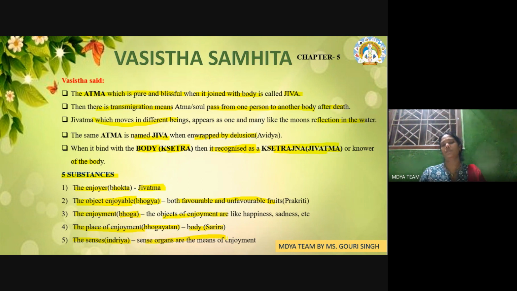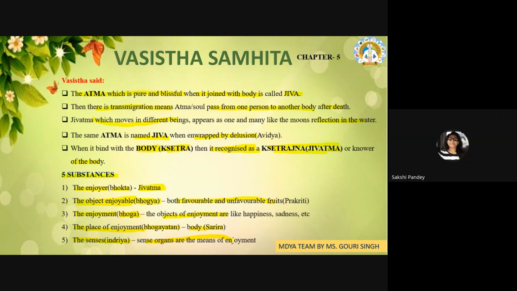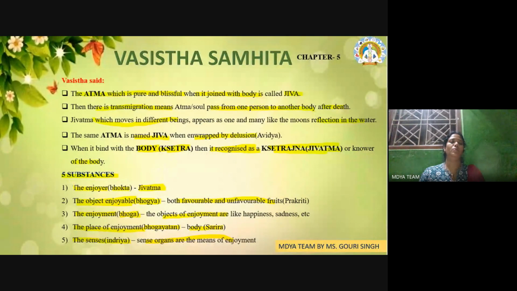All of you clear about these five substances? Shall I move to the next? Yes, ma'am. You have to remember here, the most important thing is sequence. The enjoyer and the object of enjoyment may be given in a different order, so you have to arrange it in the proper way. Jivatma, body, sense organs, then object of enjoyment, then favorable and unfavorable fruits. First one is the Jivatma, which is the enjoyer, and the favorable and unfavorable fruits. The third is the object of enjoyment, the fourth is the body, and the fifth is the sense organ. Okay, in this way.